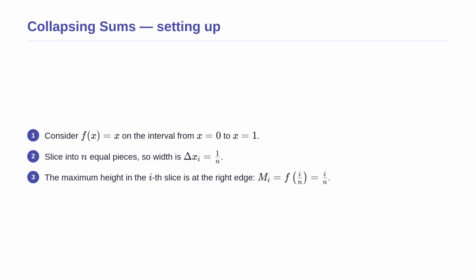Now that we have seen a flat line, let us look at a slightly more complex function to see how Riemann sums can collapse into Darboux sums. Consider the straight diagonal line where the height equals x on the interval from 0 to 1. We slice the interval into n equal pieces, so each slice has a width of 1 over n. Because the line is constantly moving upwards, the highest point in any slice will always occur at its rightmost edge, which is located at the coordinate i divided by n.